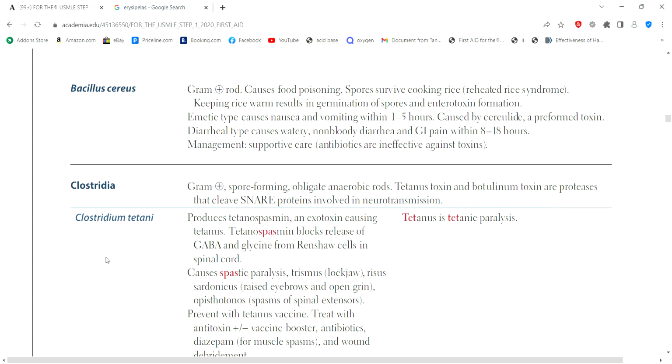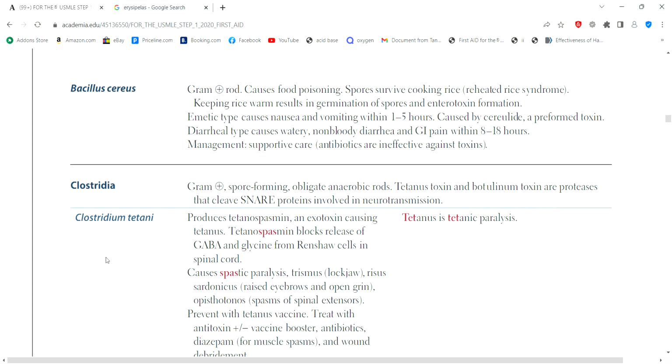Okay. Bacillus cereus is a gram-positive rod that causes food poisoning. Spores survive cooking rice, causing reheated rice syndrome. Keeping rice warm results in germination of spores and enterotoxin formation. The emetic type causes nausea and vomiting within 1 to 5 hours, caused by cereulide. Remember that, cereulide, a preformed toxin.